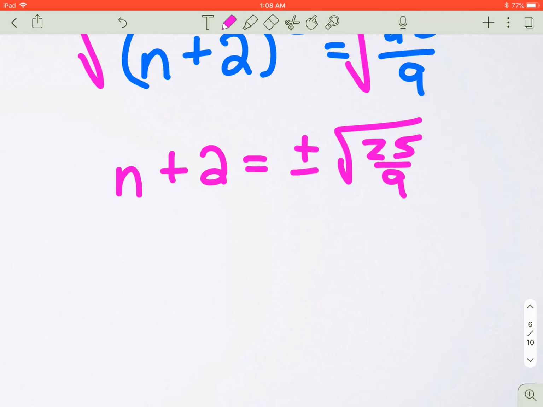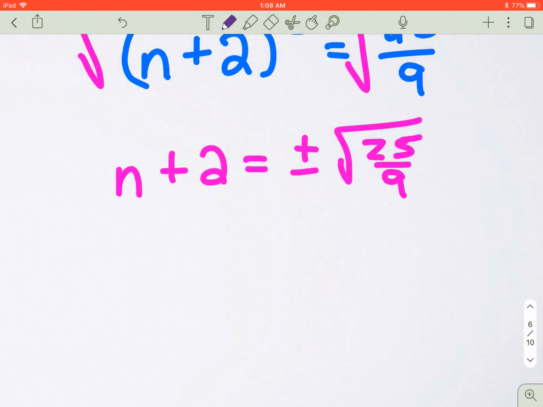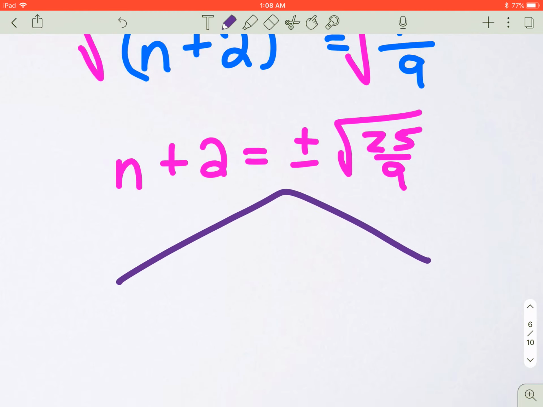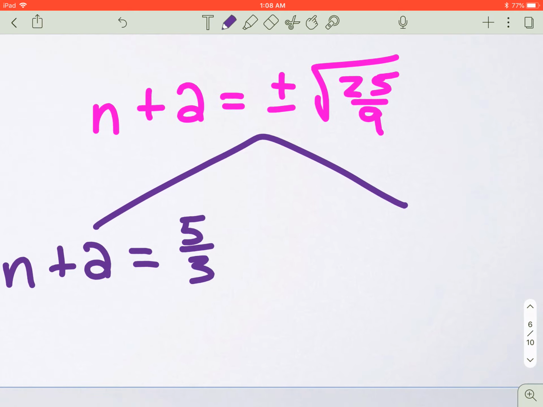And then I would say that's the same as n plus 2 equals the square root of 25 ninths. The square root of 25 would be 5, and the square root of 9 would be 3, so n plus 2 equals positive 5/3, or n plus 2 equals a negative 5/3.